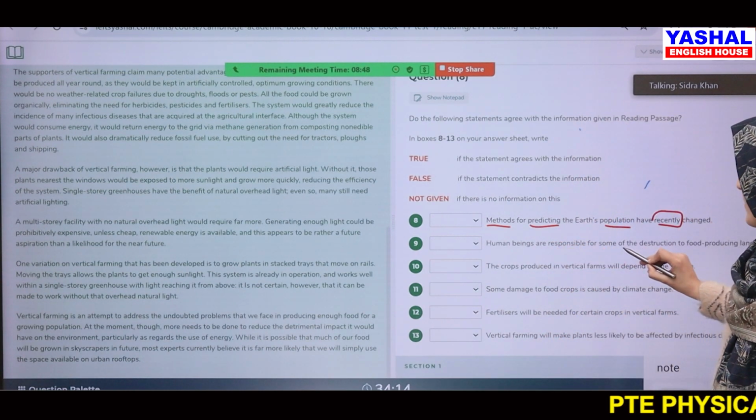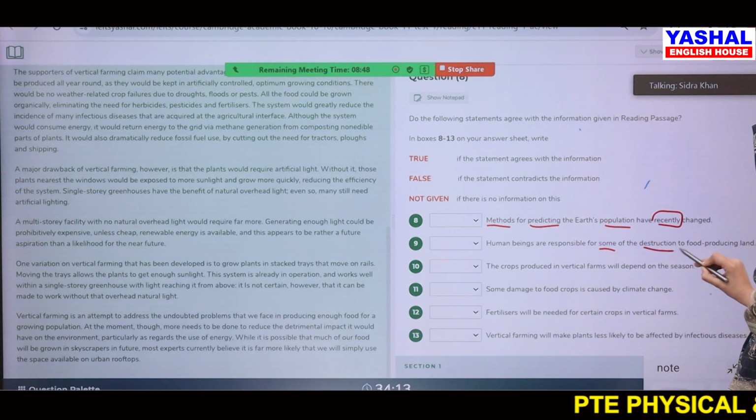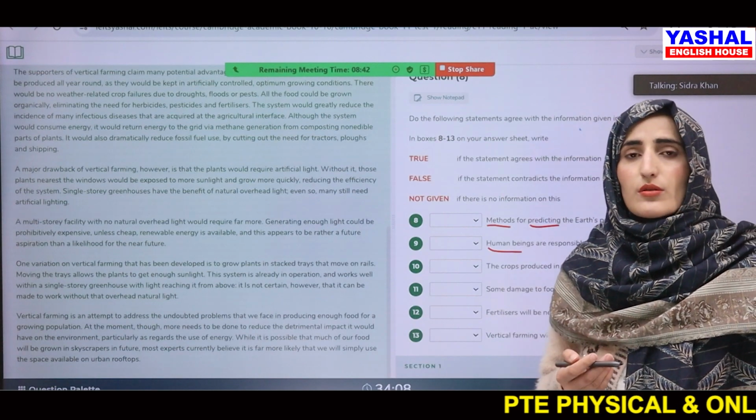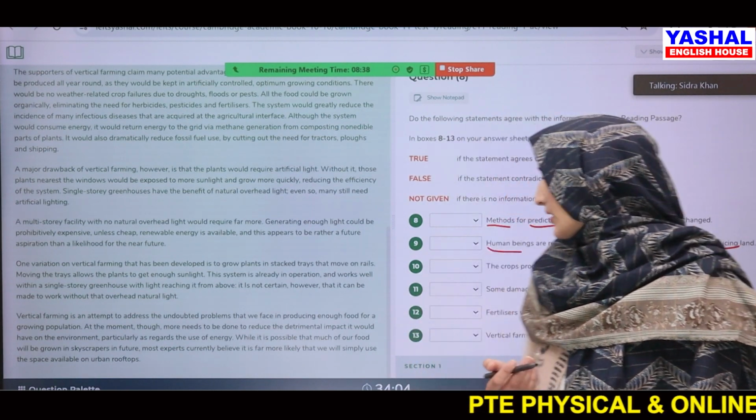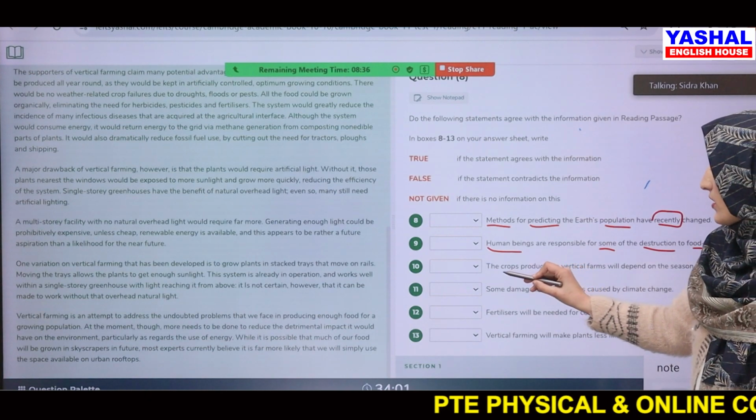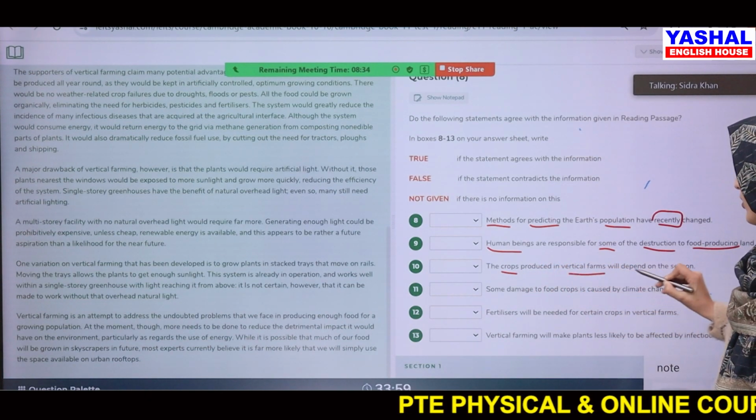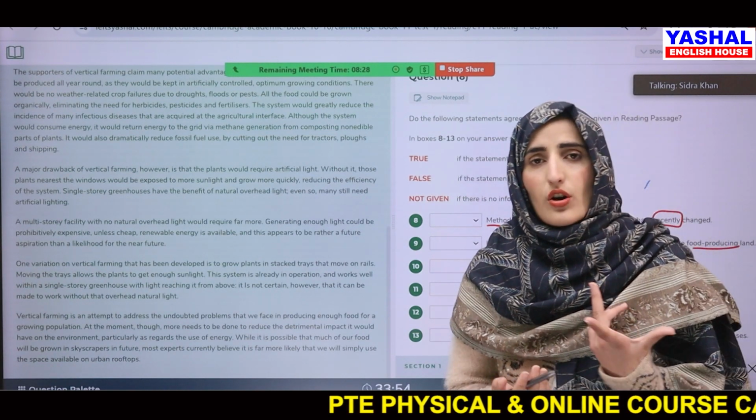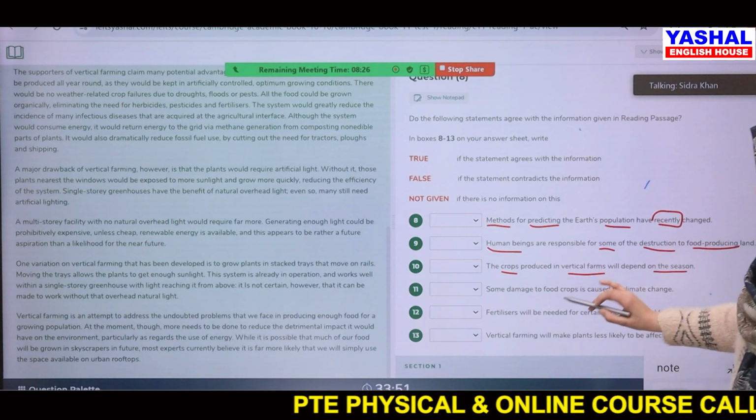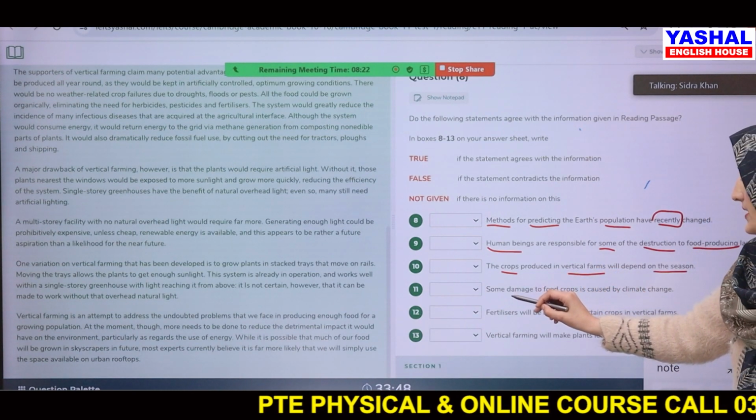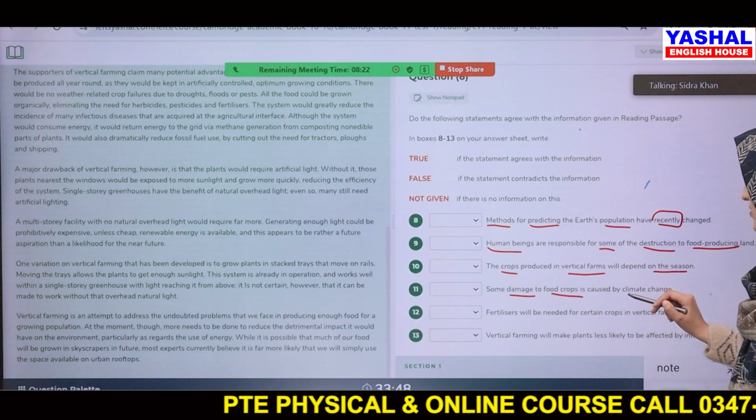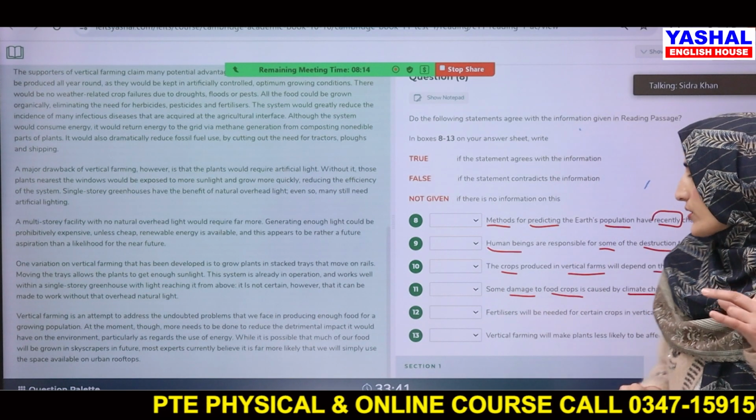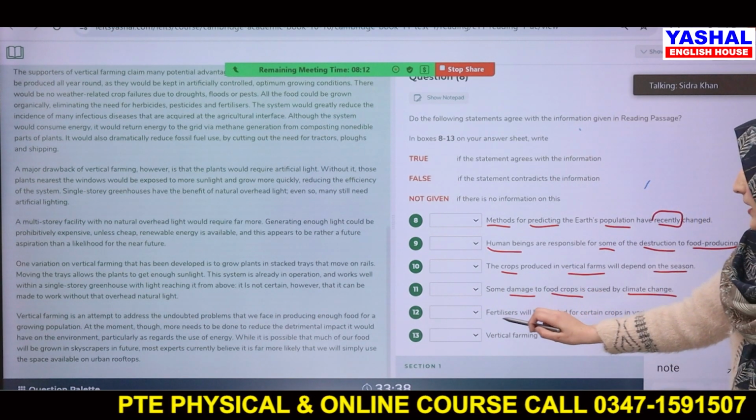Human beings are responsible for some of the destruction to food producing land. Who is responsible? Human beings. The next one is the crops produced in vertical forms will depend on the season. Season is the keyword, and crops produced in vertical forms. Okay, the next one is some damage to food crops is caused by climate change. Some damage to food crops is your keyword, and again damage.